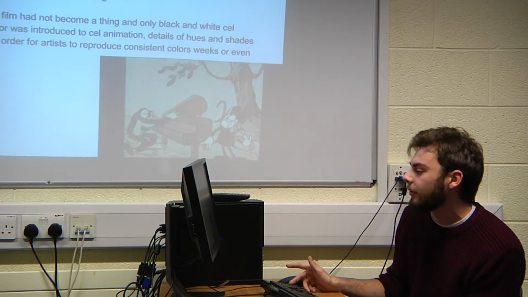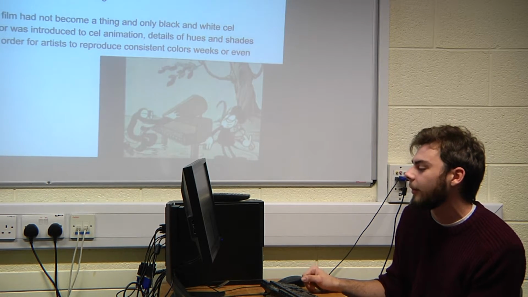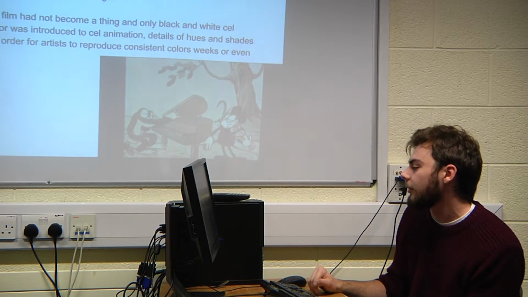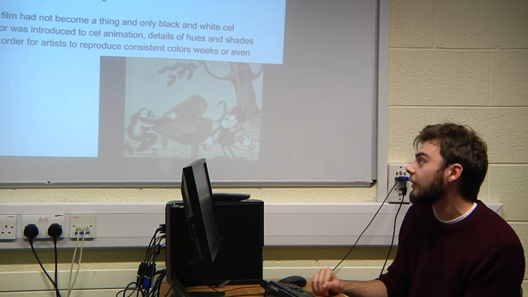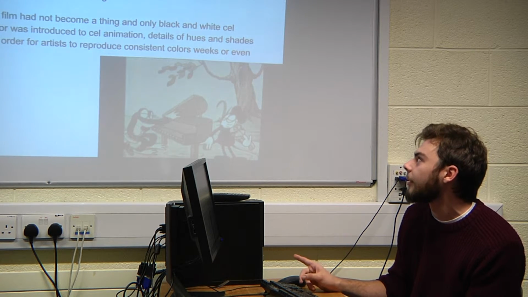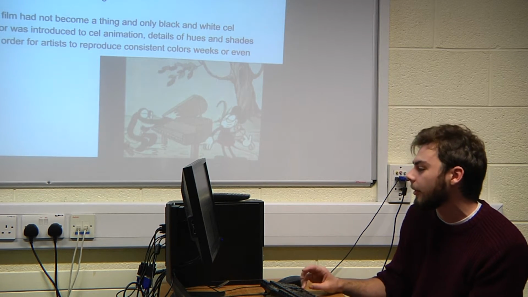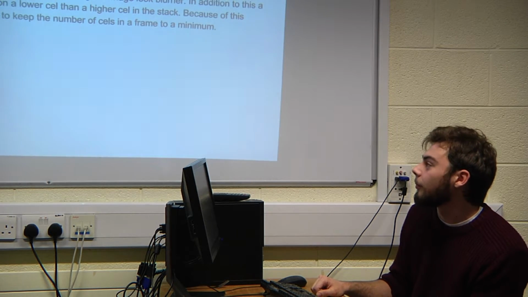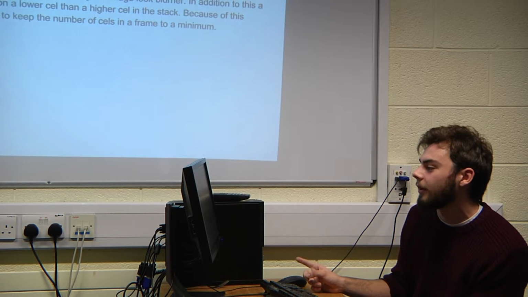In the early days of cell animation, colour film had not become a thing, and only black and white cell animation was done. However, when colour was introduced to cell animation, details of hues and shades needed to be extremely specific for artists to be able to reproduce the same colours in frames without continuity errors everywhere. Another big problem with cell animation that they only solved with computers was fogging.